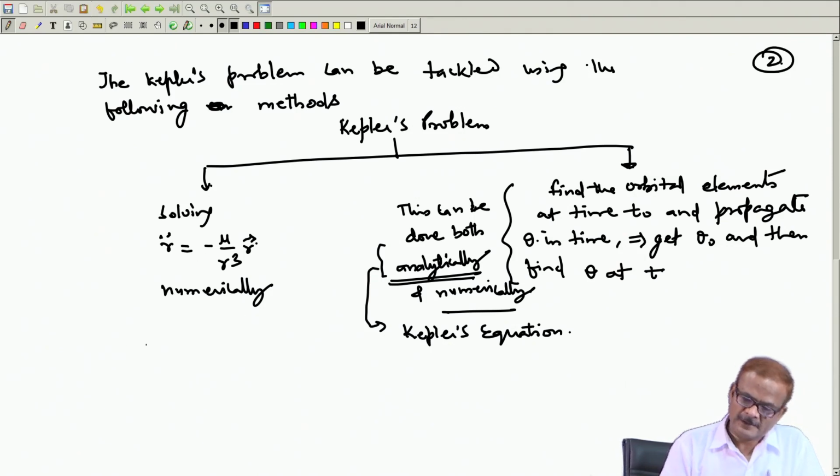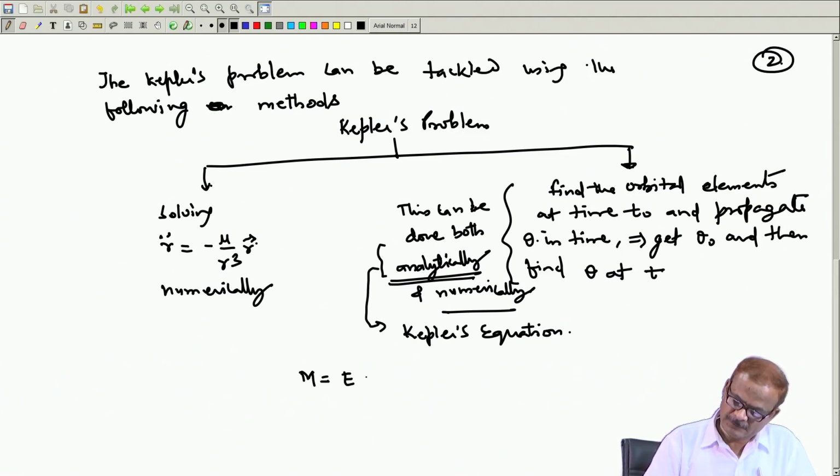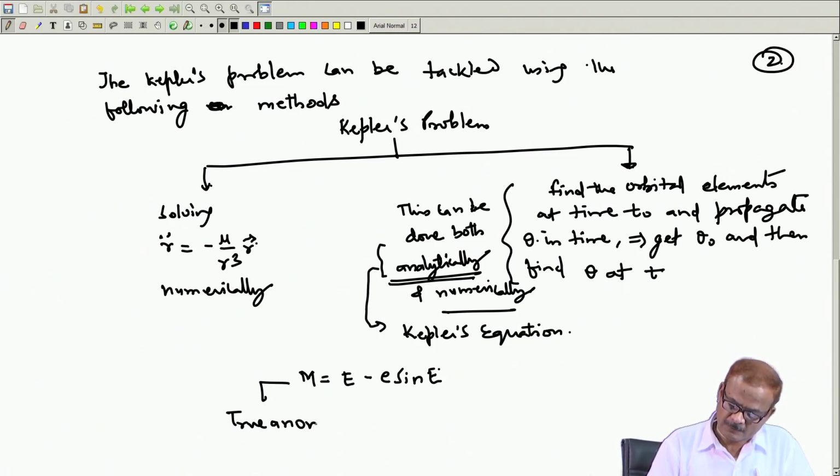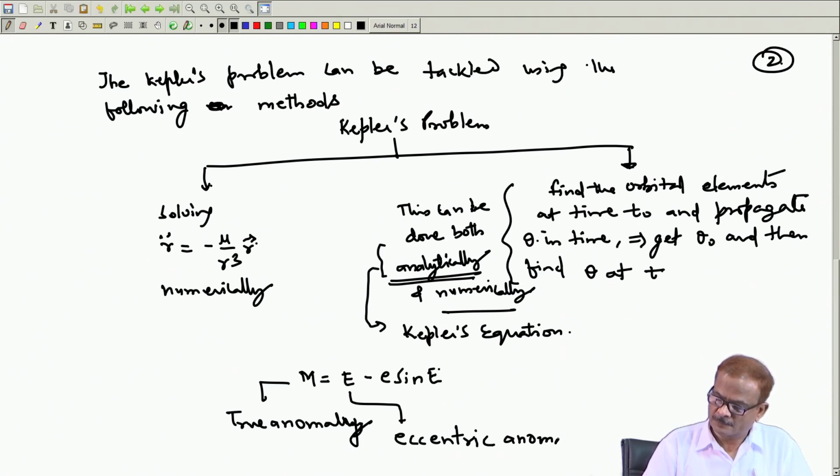Shortly we will write Kepler's equation and derive it. Kepler's equation appears as M equal to E minus e sin E, where M is called the mean anomaly, E is called the eccentric anomaly, and as you know, e is the eccentricity.